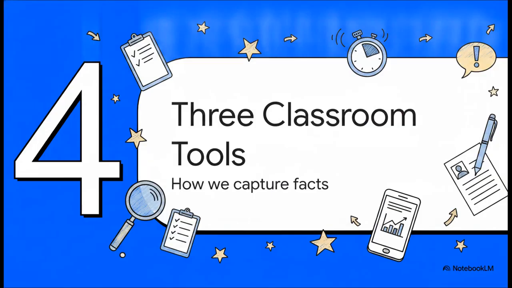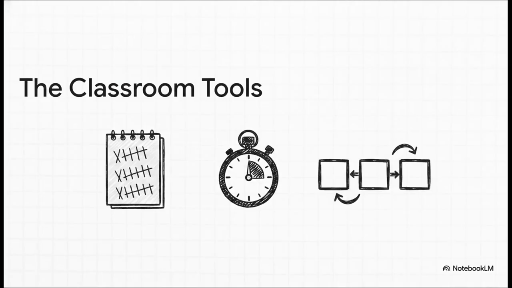Let's look at Section 4, the 3 classroom tools, and exactly how we capture these facts. So we know we need to be objective, but how on earth do we actually record these crisp, objective facts efficiently without constantly interrupting our instruction? Well, we rely on a specific, streamlined toolkit: frequency counting, interval recording, and ABC recording. Let's break each of these down right now so you know exactly when to use them.